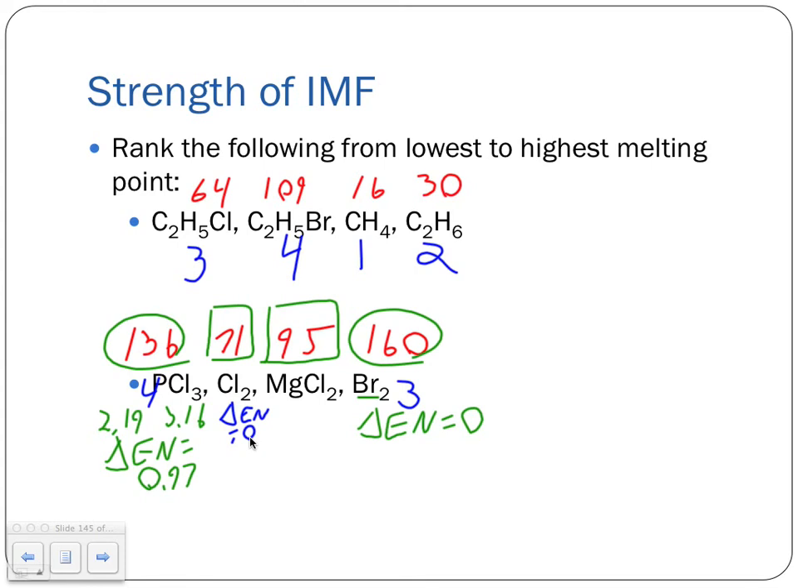It went from 1.31 for magnesium as the electronegativity to chlorine being 3.16. Those are definitely different. It's going to be definitely bigger than 0, and so that means the next strongest is going to be the MgCl2. The weakest is going to be chlorine. So the lowest melting point will be for chlorine, Cl2. The second lowest melting point is for MgCl2. The third lowest melting point is going to be for Br2. And the fourth lowest melting point is going to be for PCl3.